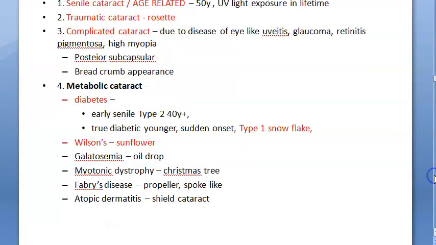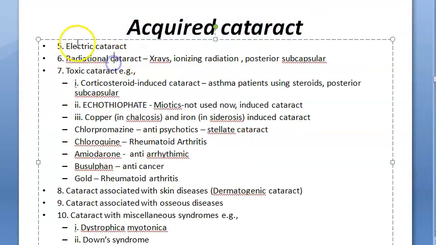Now let us move on to the other acquired cataract forms. Here you have electric cataract. Electric means what? These people got some electric shock or something. So here they are saying that yes, this is because of passage of powerful electric current through the body. The cataract usually starts as punctate subcapsular opacities which mature rapidly. So punctate subcapsular opacities which mature rapidly, that's electric.